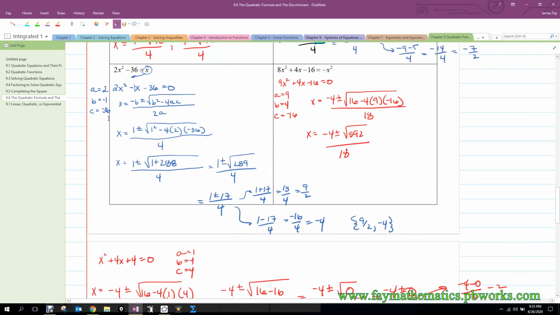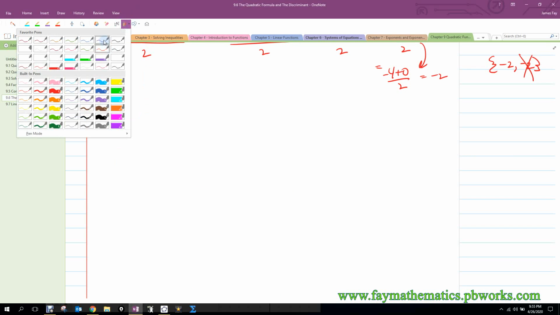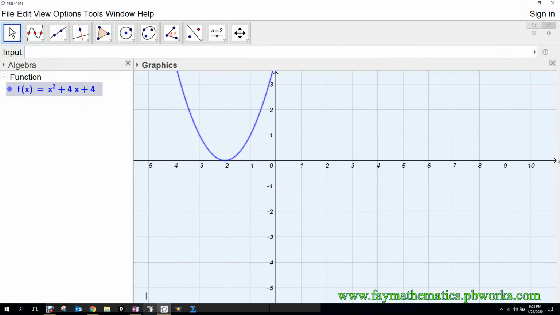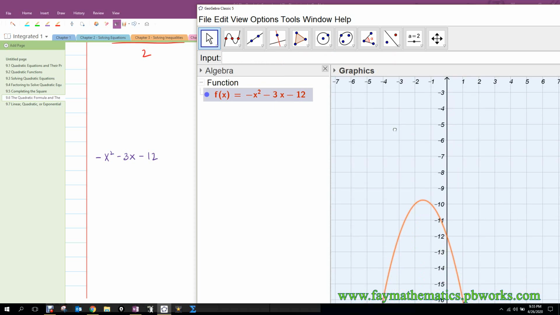Okay, so let's do one more, because we've seen some with two solutions, we've seen some with one solution. Let's write one here that would give me no solution. So I'm gonna go negative x squared minus 3x minus 12. I'm just gonna double check. I think that'll work. Just want to make sure it doesn't cross the x-axis. So negative x squared minus 3x minus 12. And you see that that parabola never crossed the x-axis.